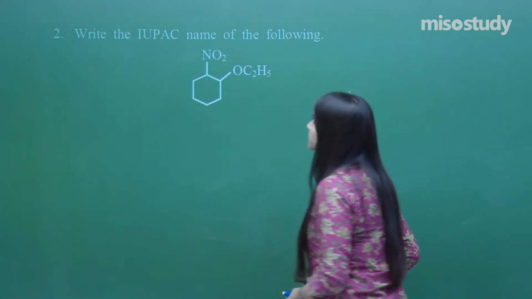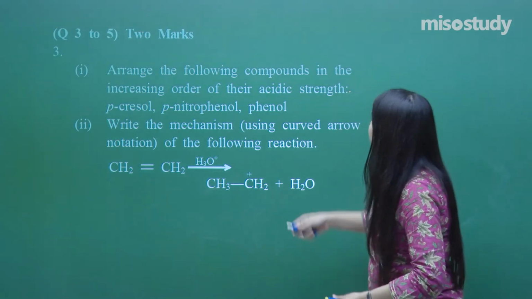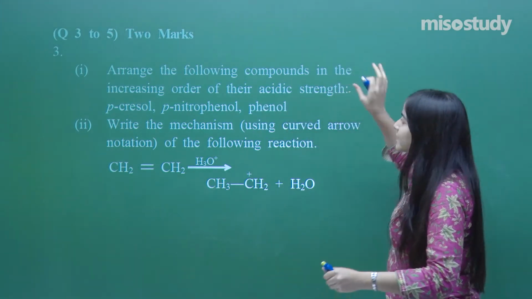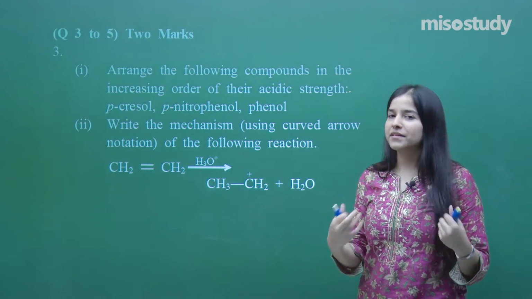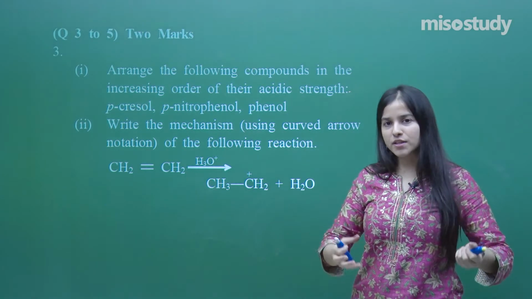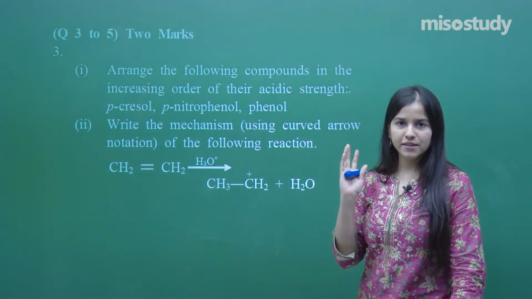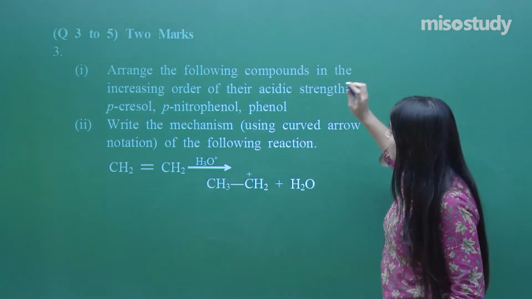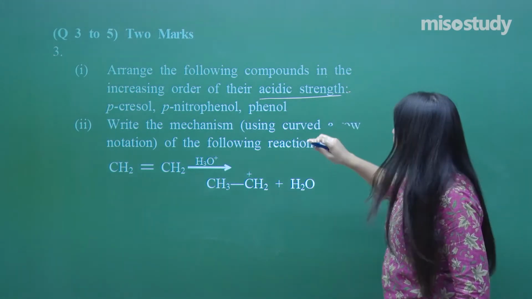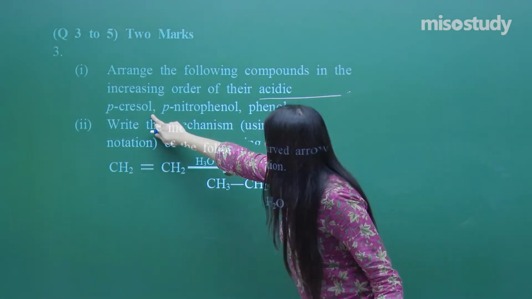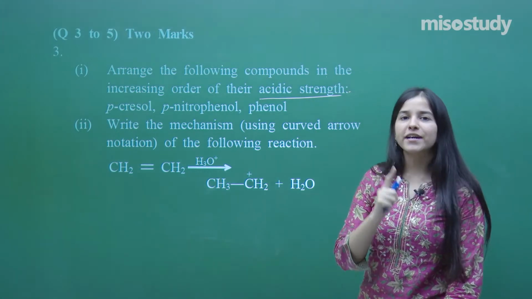Next one. Now question number 3 to 5, 2 mark questions. Arrange the following compounds in the increasing order of their acidic strength. Again my favorites. Why? These acidic strength, basic strength questions are my favorites, because I just have to give a very proper reason for that and my work is done. Fine. So let's move on to the very first part. Increasing order of the acidic strength I need to find out. That means paracresol, paranitrophenol and phenol. Right? Let us just try to write the structures first.